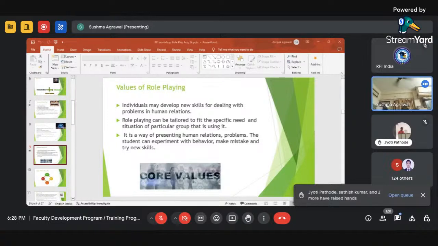It can be tailored to fit the specific needs and situation of a particular group that is using it. So again, there is no such restriction. The role play activity can be tailored, which means it can be modified as per the situations or required conditions. It is a way of presenting human relations problems. The student can experiment with behavior. They can commit mistakes. They can develop new skills. And ultimately, it all depends upon the role of the teacher, who is the mentor under this activity.